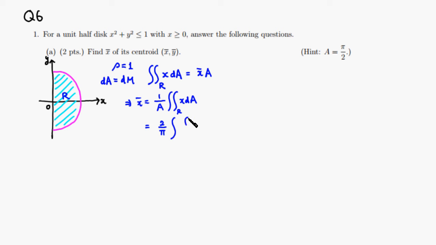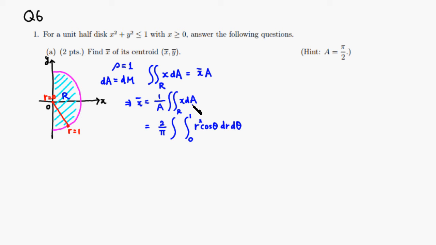I'm going to actually use polar coordinates. x is the same thing as r cosine theta. Then the area element dA is r dr d theta, so I'm going to get r squared. For any fixed angle theta, r is going to go from 0 to 1 because the radius is 1.